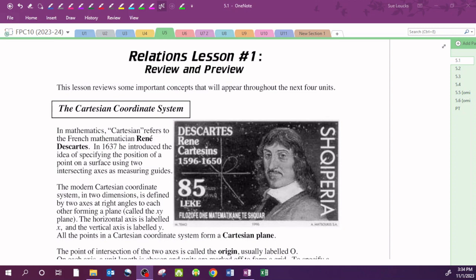Here we are in the first lesson of unit or chapter 5 on relations. Fancy name, don't worry about it. We're going to start off with what we call the Cartesian coordinate system, which is basically the graphing grid.